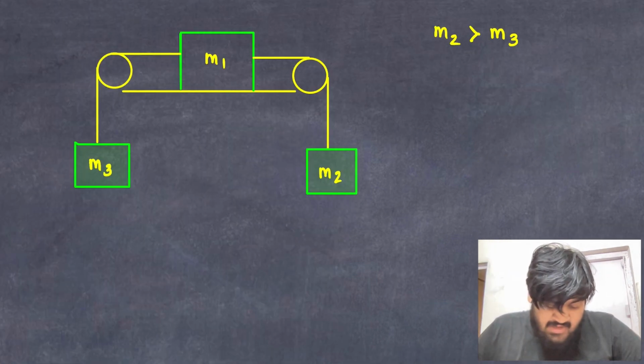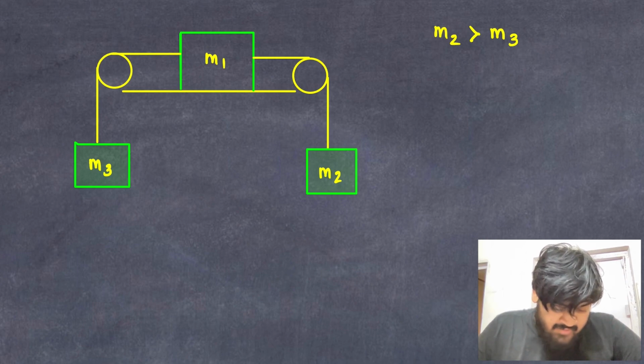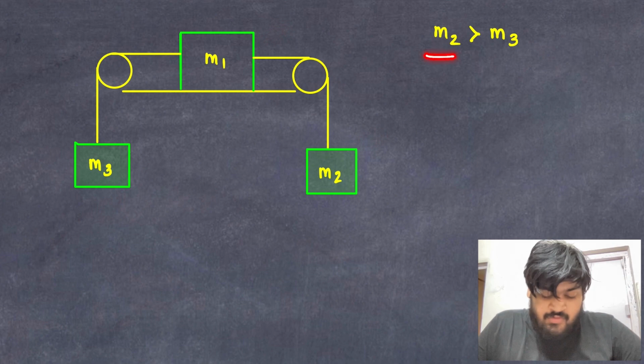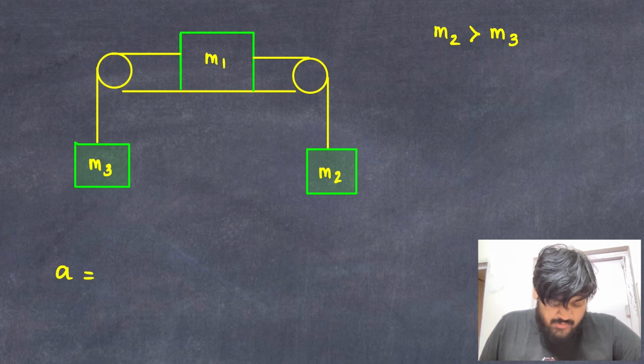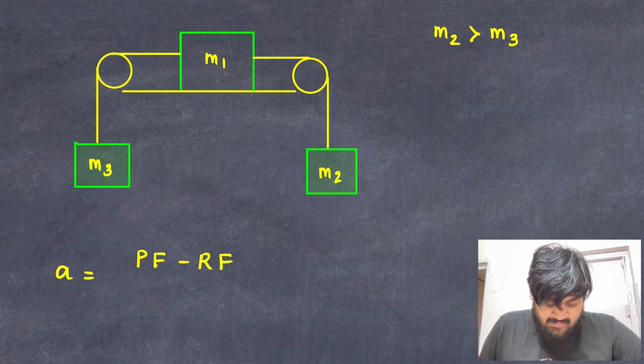So proceeding on to the last example, over here in this case we have three blocks m1, m2 and m3, and over here m2 is greater than m3. So first of all we need to find the acceleration. So again, acceleration will be equal to the total pulling force minus the total resisting force, divided by the total mass, that is your capital M.